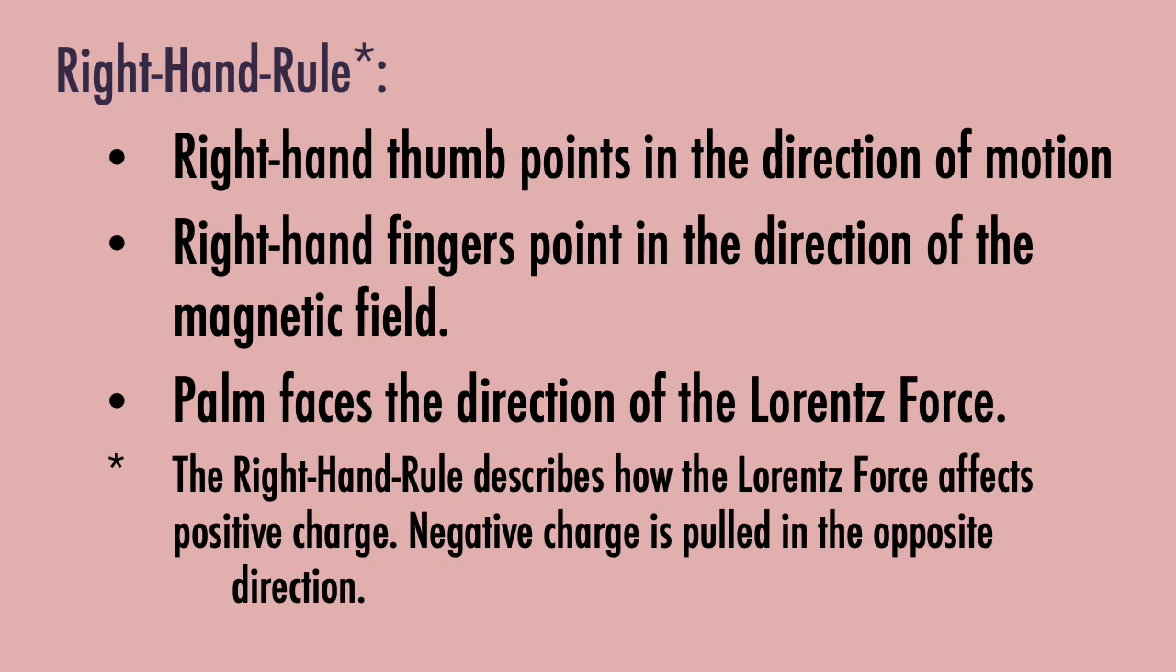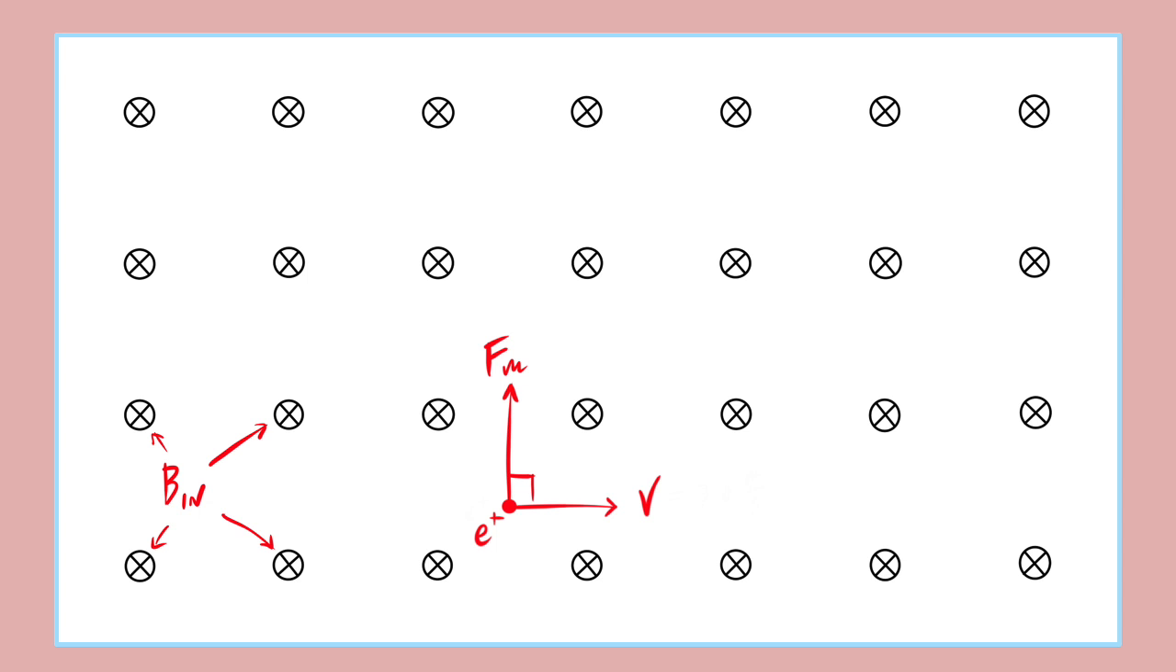Now keep in mind, if it had been an electron or some other negatively charged particle, the Lorentz force would be pulling down. Always remember that the right-hand rule applies to positive charge, and negative charge does the opposite. So let's look back on the original illustration. If the proton is moving to the right, the Lorentz force will be upward.